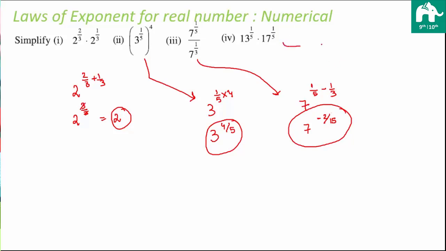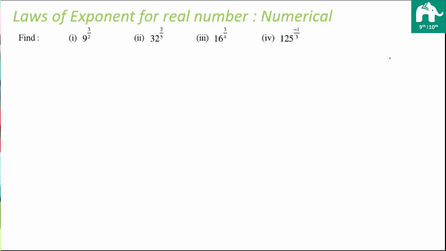Okay. Fourth one, 13 to the power 1 by 5 into 17 to the power 1 by 5. So 13 into 17 to the power 1 by 5, which is equal to 221 to the power 1 by 5. Let's practice few more questions.